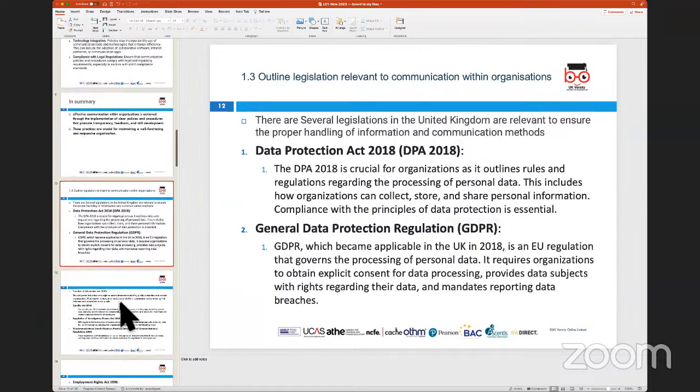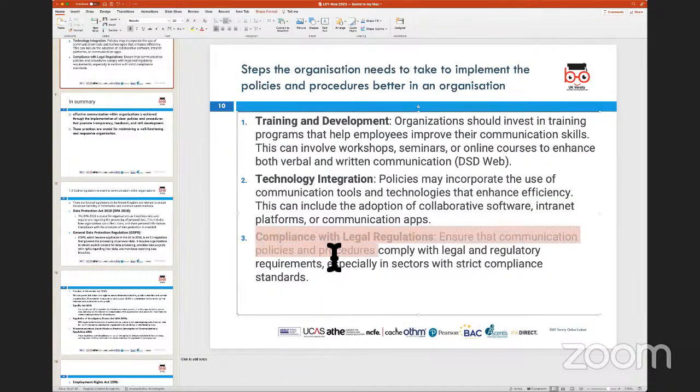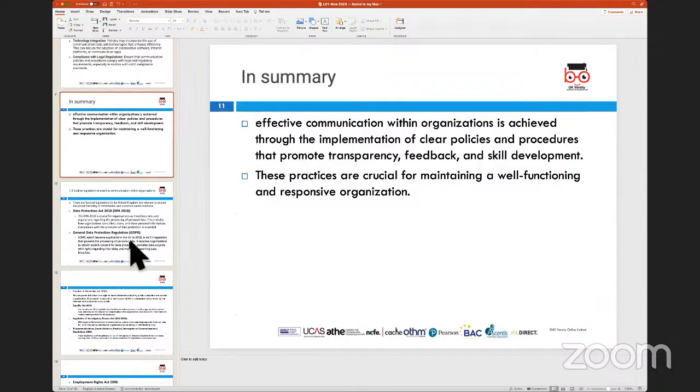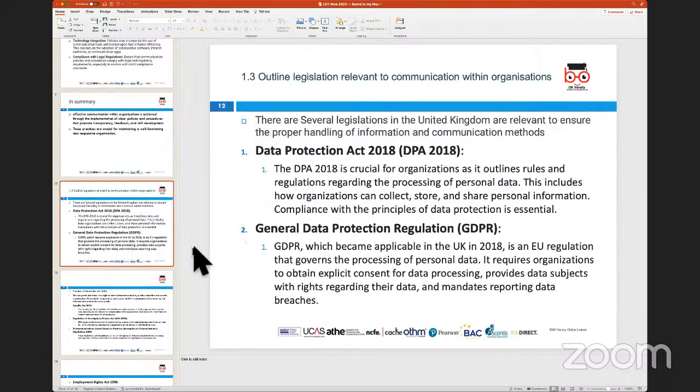Now, let's look at assessment criteria 1.3, wherein it is talking about outlining some of the compliance-related legislation which employers and organizations need to follow when we talk about communication. Now, one of the aspects that we looked at in this slide was compliance with legal regulations. Now, you have lots of policies and procedures within the organization, but there are some policies and procedures which the government, let me rephrase this.